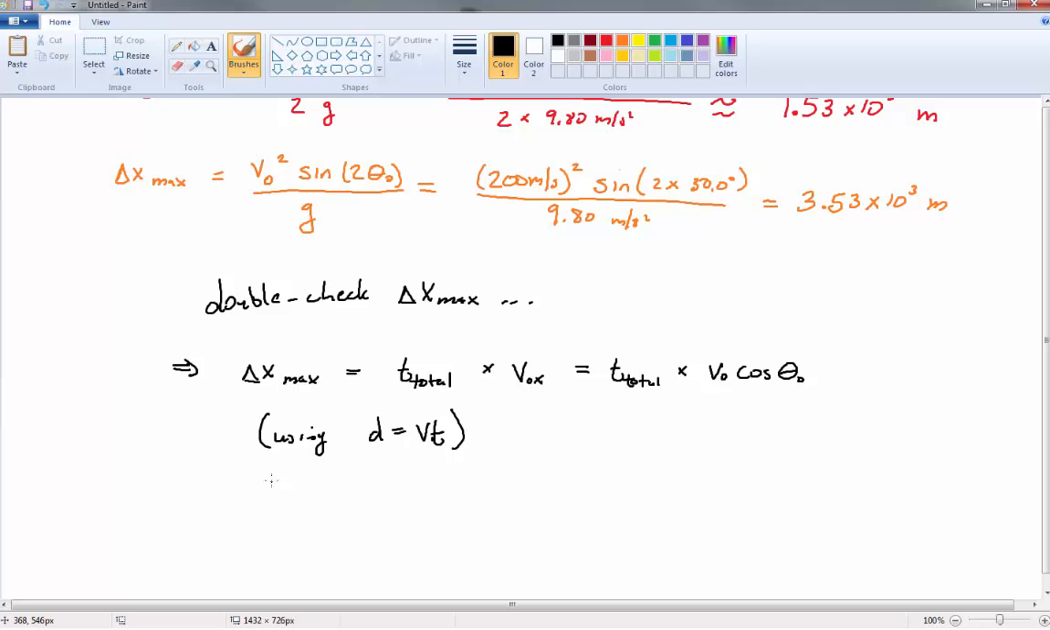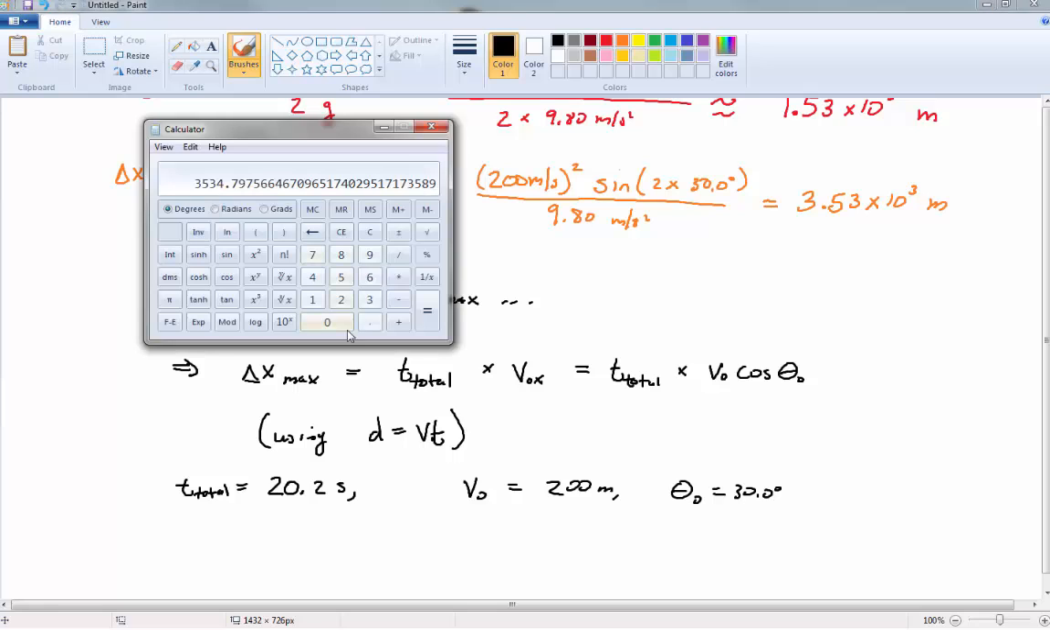So we found that the total time, again, was 20.4 seconds. So t total was this. V naught, the initial speed, is 200 meters per second, and the initial angle is 30 degrees. So what happens if we plug all those things into the calculator? Well, we get 20.4. We multiply that by 200, and we multiply that by the cosine of 30.0, take the cosine, you get this. And you end up getting 3,498.